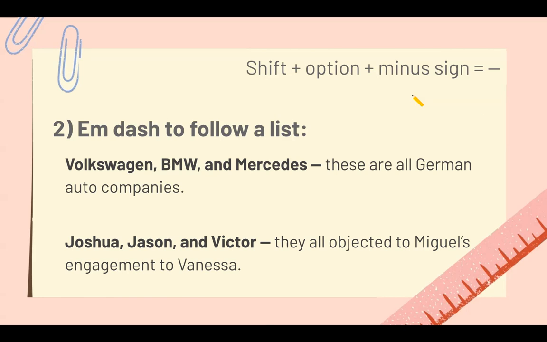Again, to make an em dash in your Google Doc or Google Slide, it's Shift Option minus sign. Okay. We'll be practicing in class.